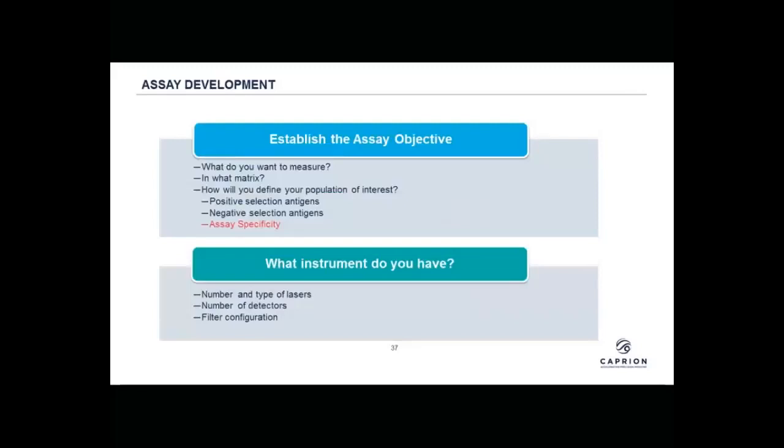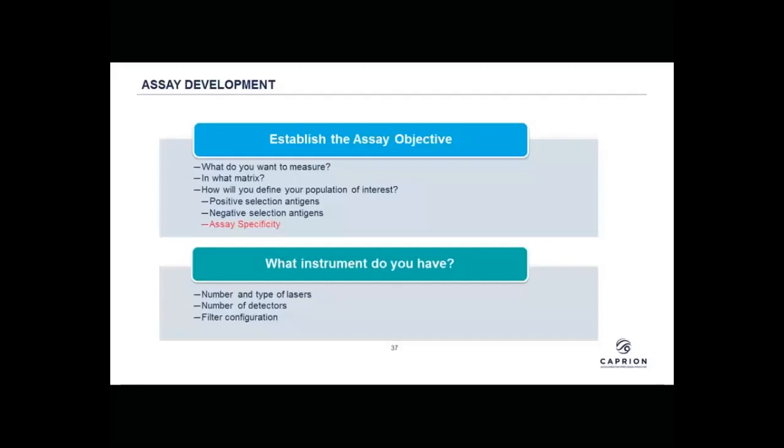So we're going to develop our assay. Let's establish the assay objectives. What do we want to measure, and in what context, what matrix? And then we're going to decide how we want to define our population of interest. What will be our positive and negative selection antigens? And I have thrown assay specificity in here and there throughout, because everything we do from developing the assay contributes to our assay specificity. So that's a way where flow cytometry is different from other technologies. Okay, so we know what we want to do.